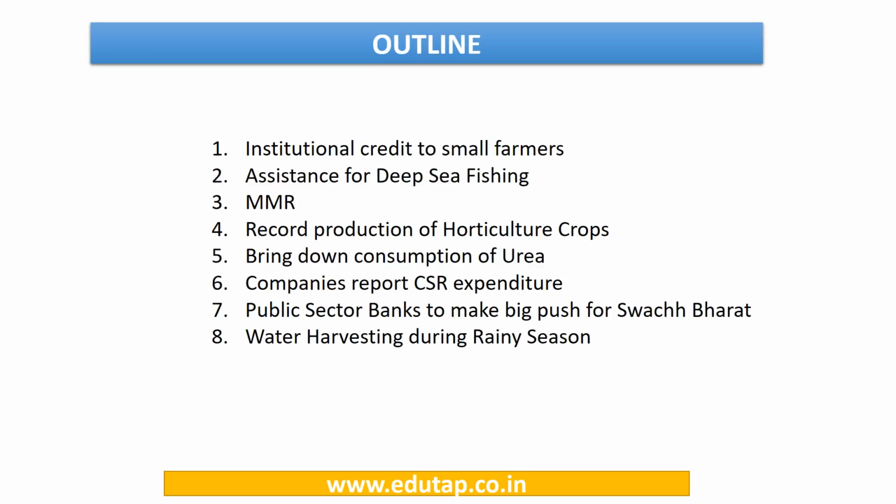Here we have a quick outline of the topics to be discussed in this video. We will discuss 8 topics. We will begin with institutional credit to small farmers. Then we will discuss assistance for deep sea fishing and maternal mortality rate. Then we will discuss production in horticulture crops, consumption of urea, and CSR expenditures by companies. Then the efforts of public sector banks towards the mission of Swachh Bharat, and water harvesting in the country during the rainy season.